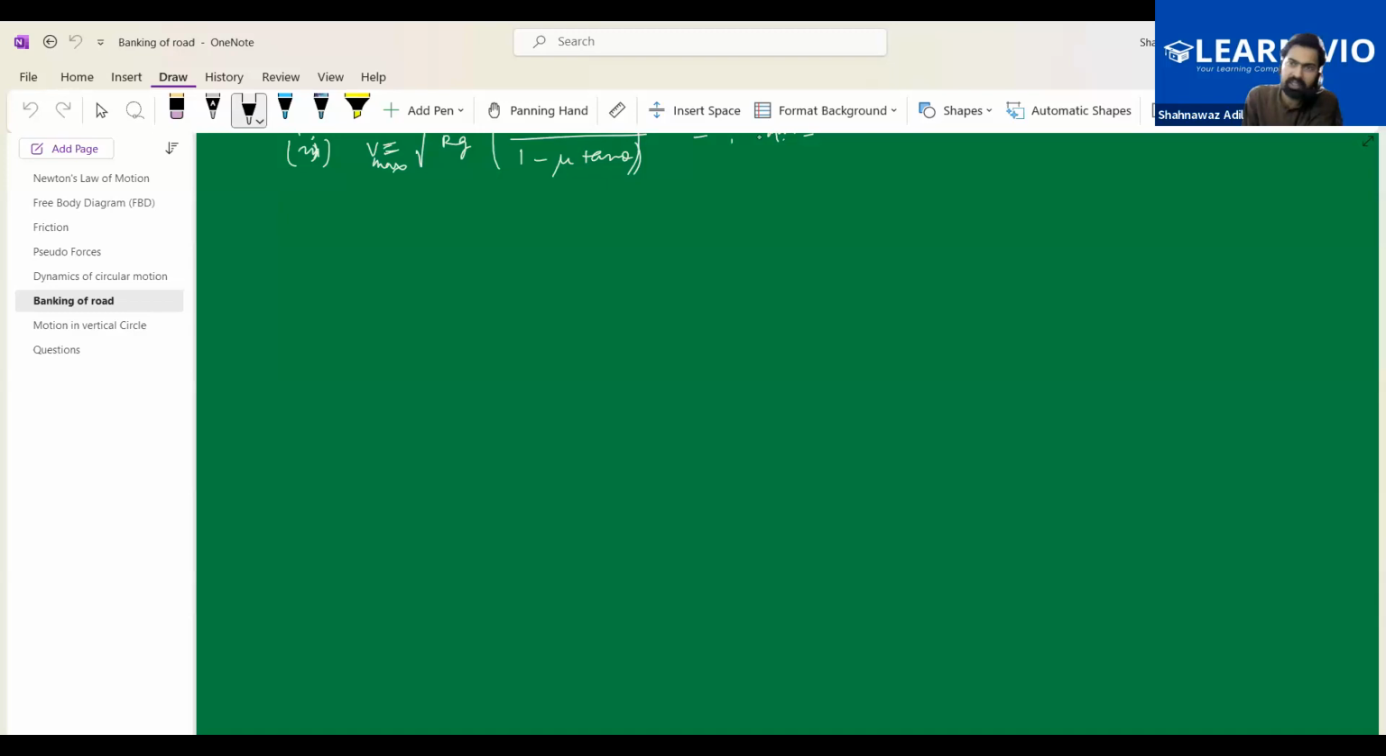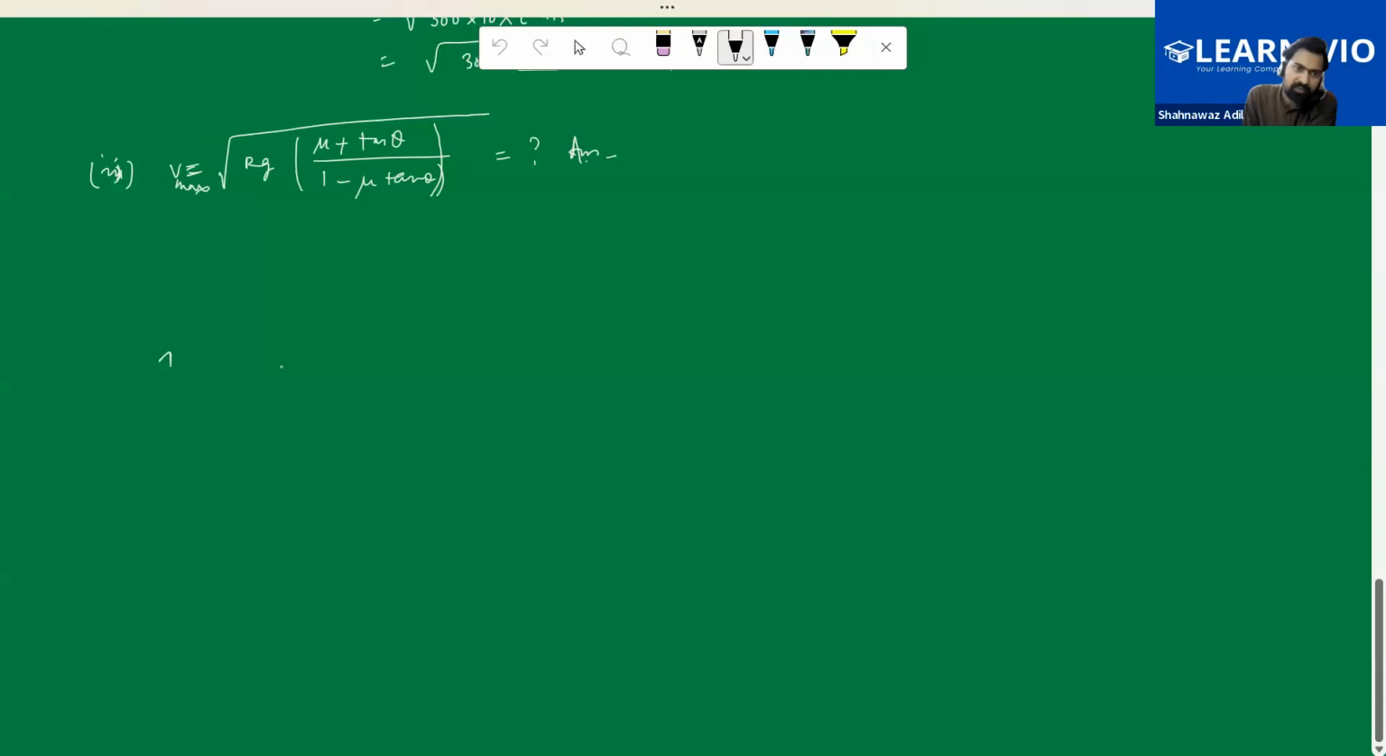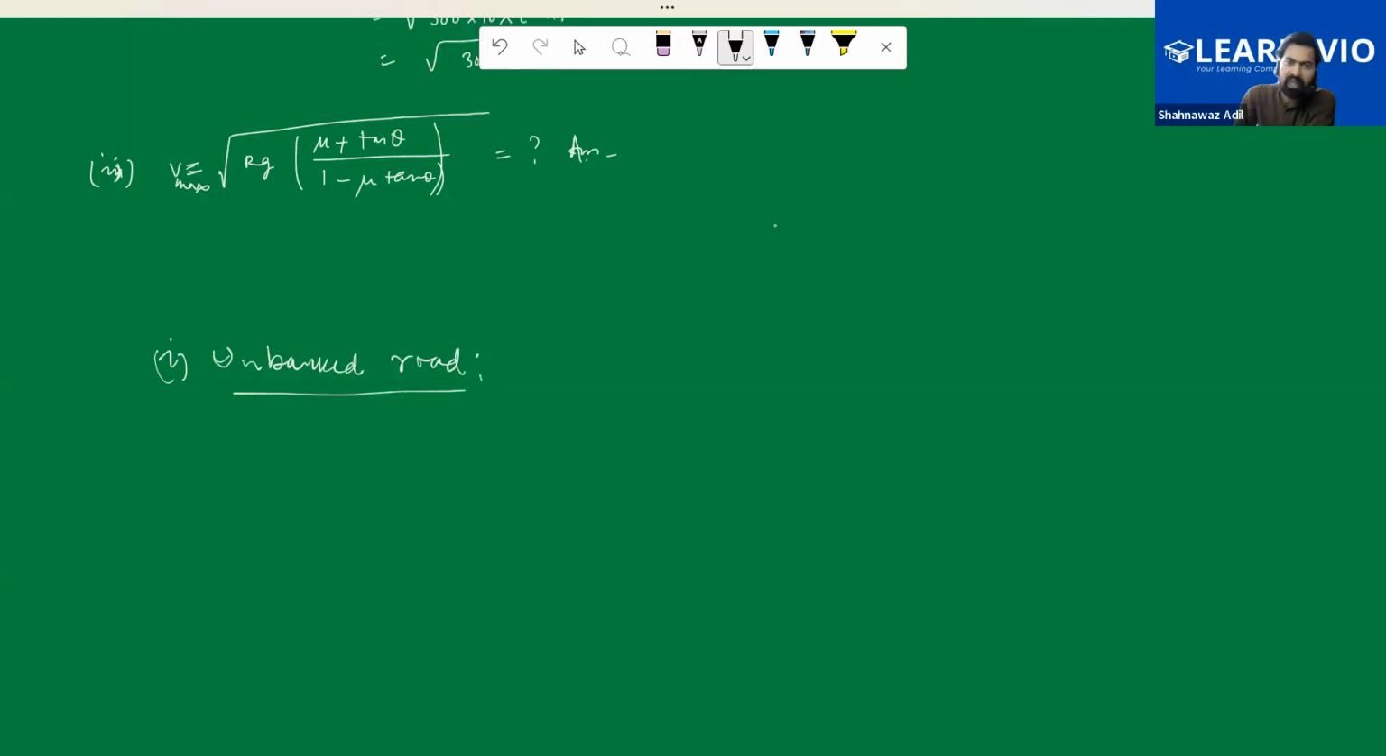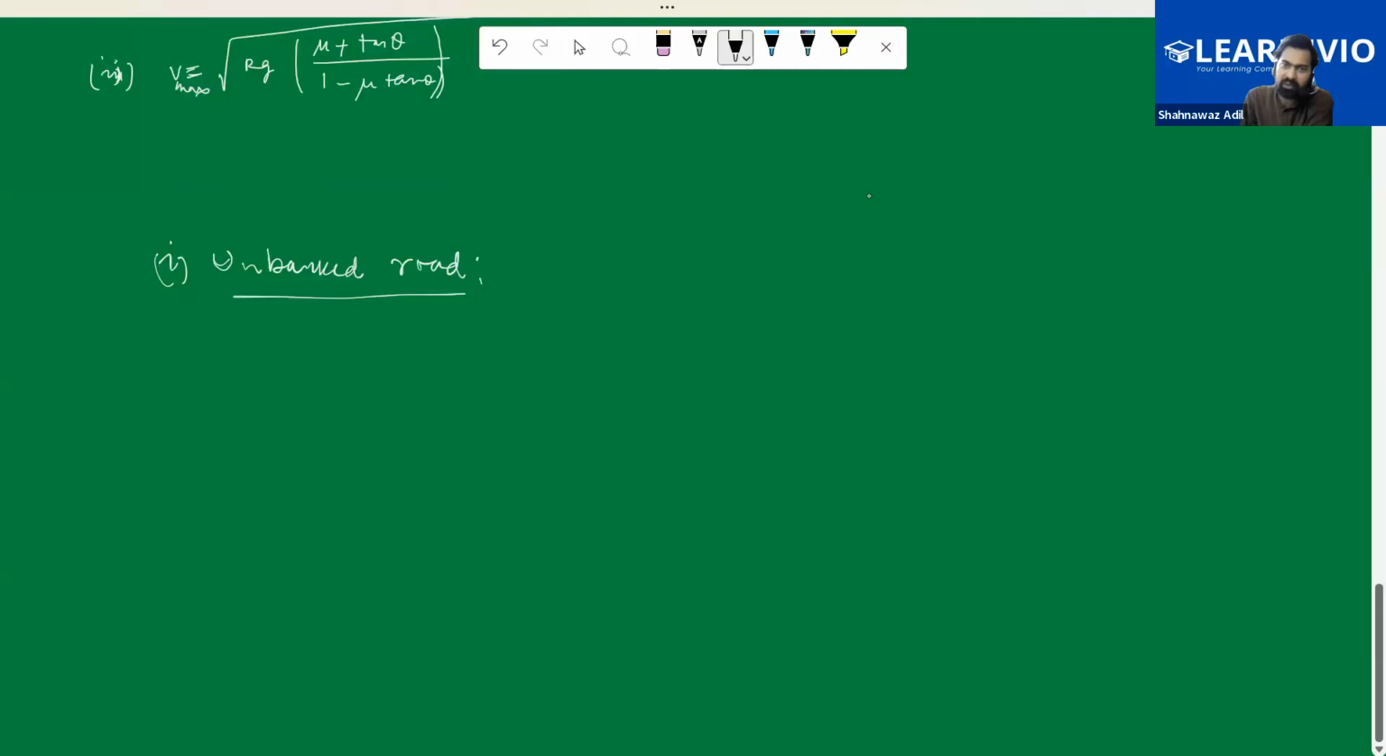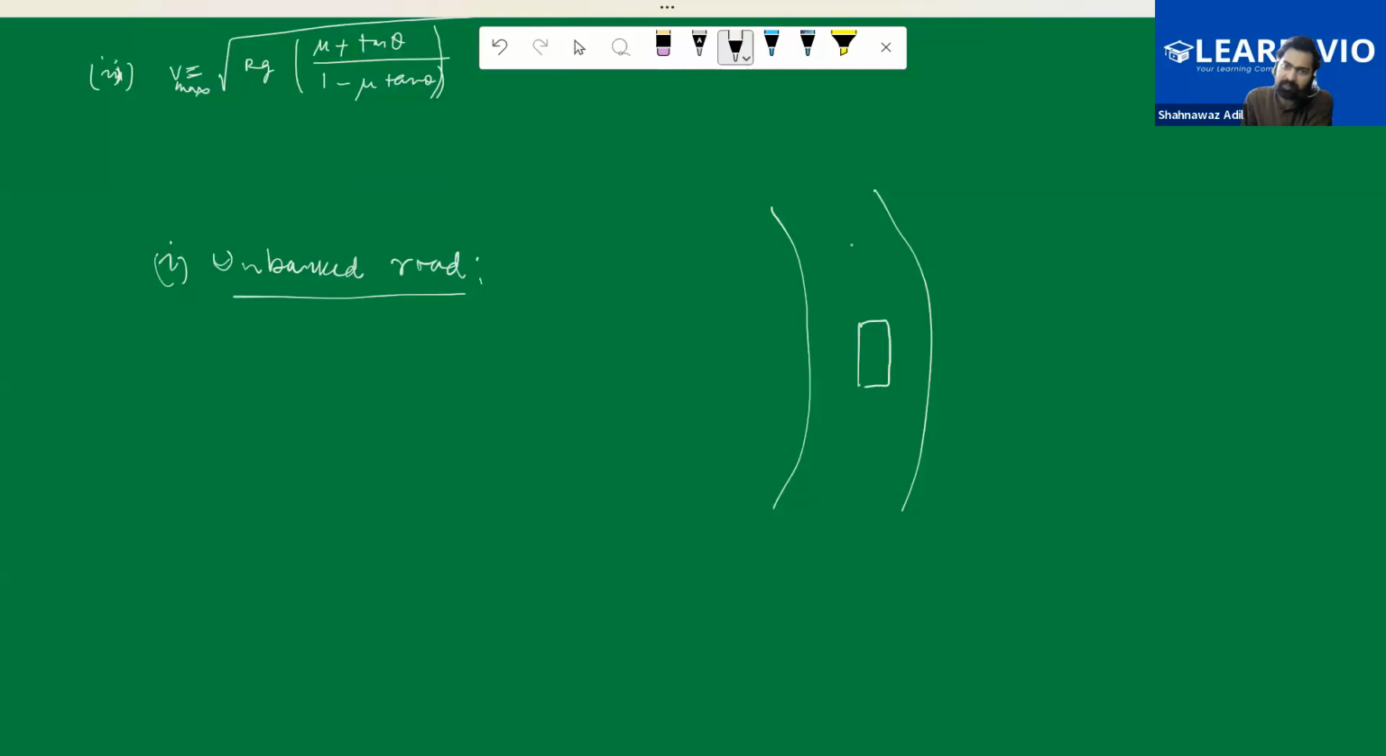So first case is the unbanked road. All these things you guys have learned, I'm just recapping these things, right? So what is the idea of unbanked road? Let's say you have this cyclist. This cyclist is moving in a circle, and then this is a torque.